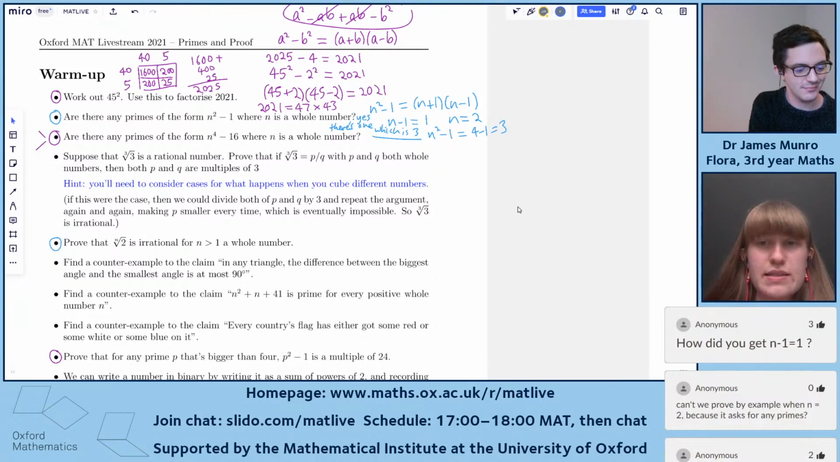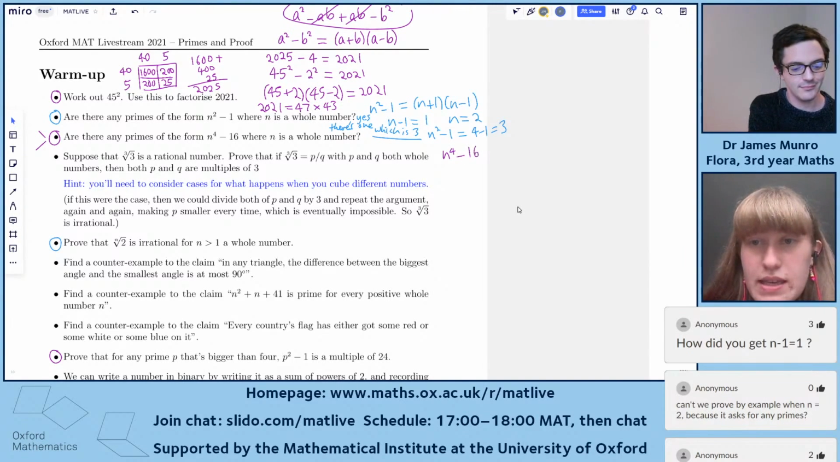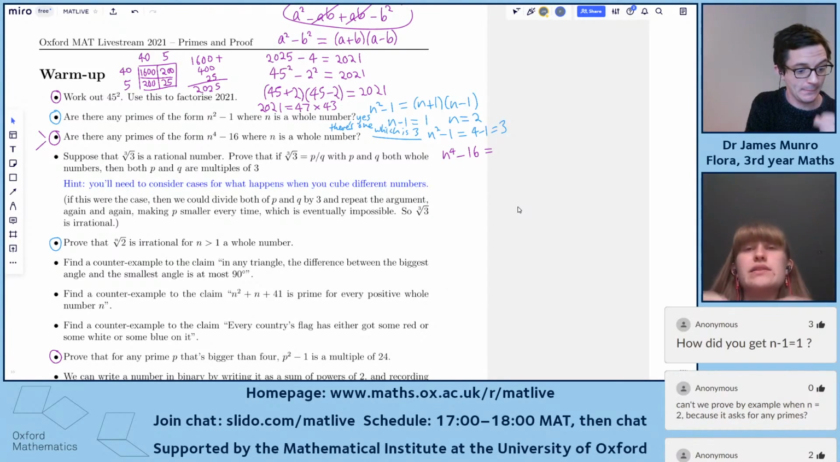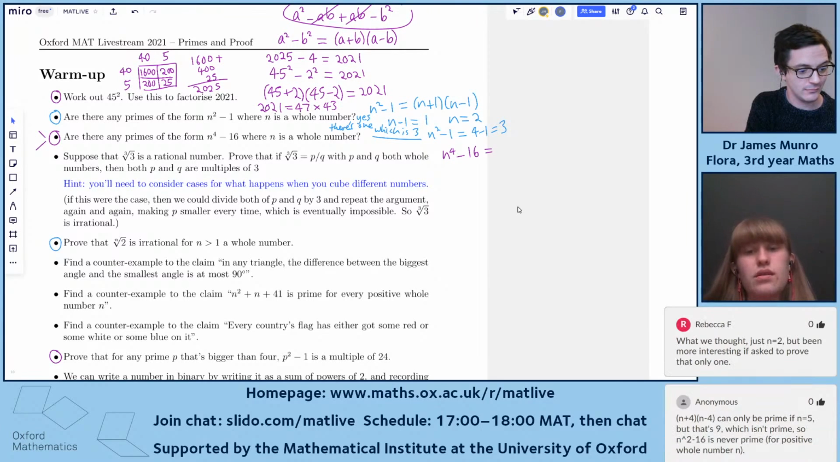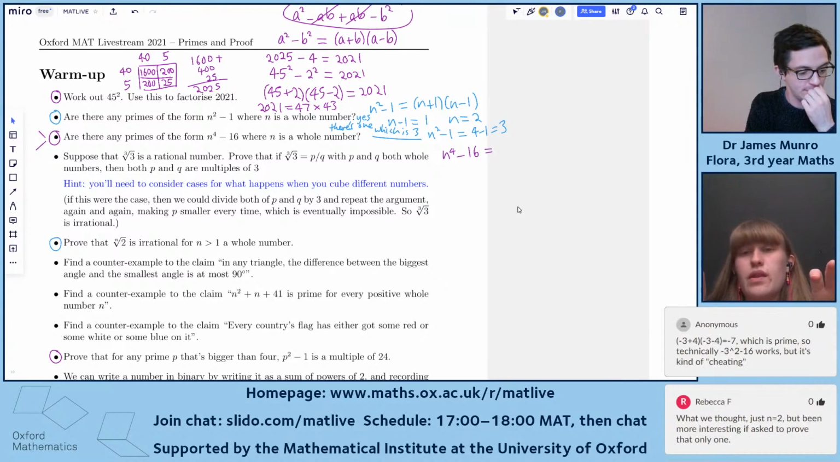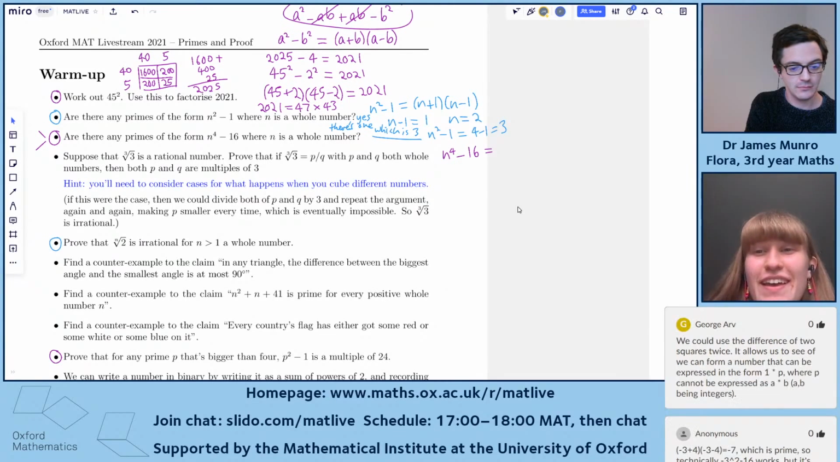And if that made no sense to you, allow me to write it down instead. So you've got n to the 4 minus 16. So n to the 4 you can also think of as n squared squared. And if you think of it that way, then you've got n squared squared minus 4 squared, which is of course 16. So you guessed it, it's a difference of two squares. So here we have n squared plus 4, n squared minus 4.